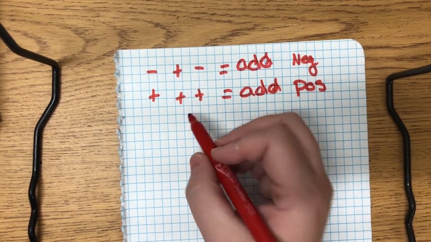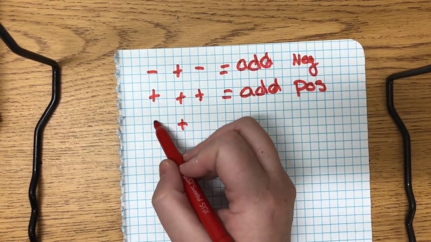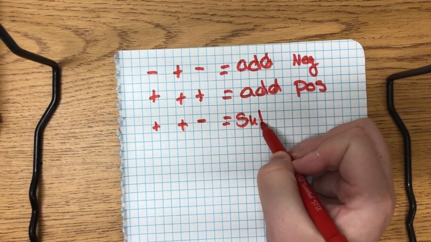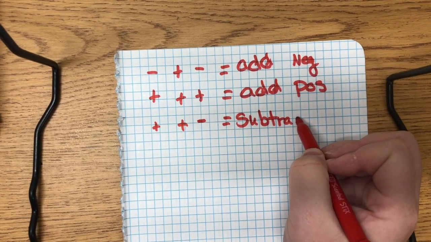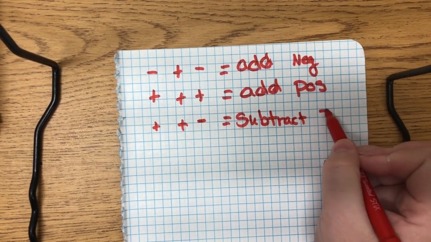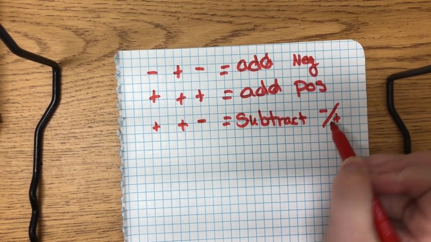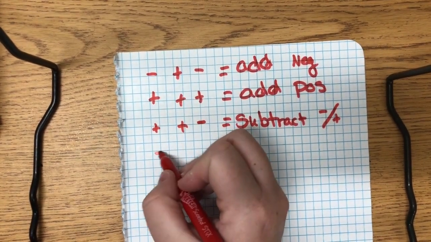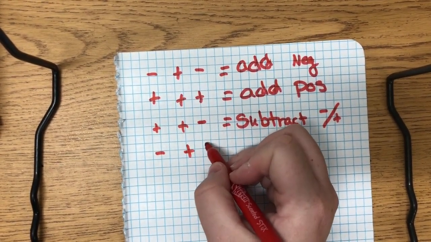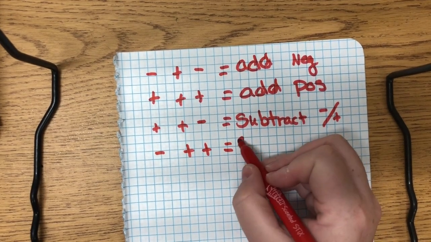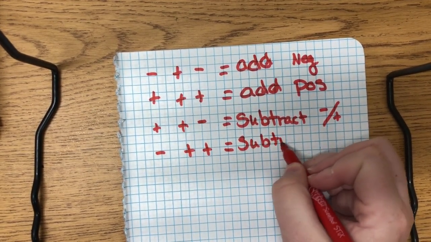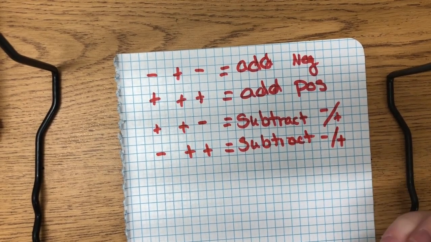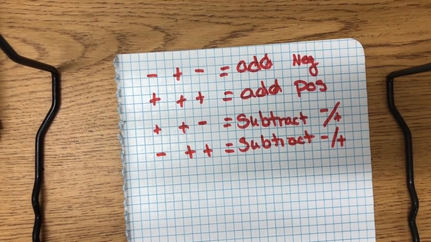If you are adding but you have a positive and a negative, you're actually going to subtract, and the negative and positive is kind of up in the air. Then negative plus a positive, yet again, still subtracting, negative or positive, it depends upon the situation.